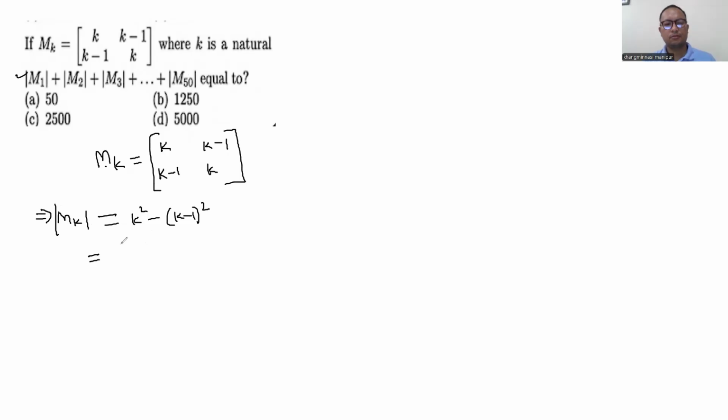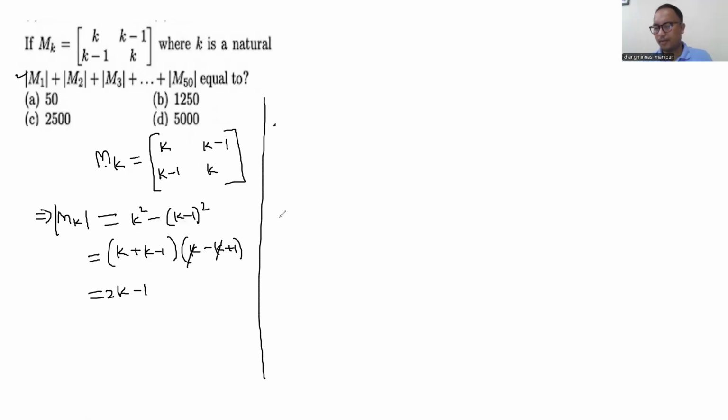So this will be what? This is a squared minus b squared, so this will be (a plus b)(a minus b). Here a plus b is 2k minus 1 and a minus b is 1. So the determinant of M_k is 2k minus 1. Now we put this in the sum of determinants of M1, M2, up to M50.